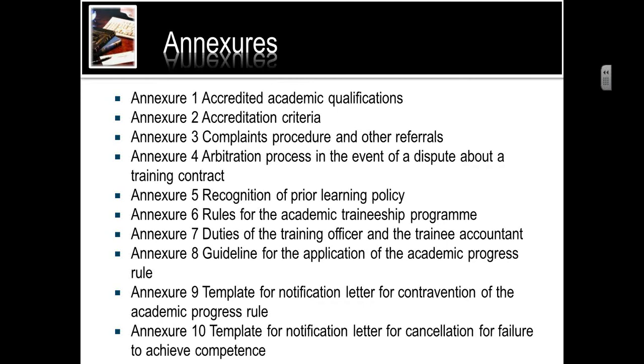Annexure 9 and 10 are both new. It's your templates for the letters for either contravening academic progress or failure to achieve competence. Just to warn the trainee, just remember that if next year you fail, we may cancel or extend. Now, failure by the training officer to issue Annexure 9 and Annexure 10 does not override the rules. So basically the academic progress rule is still effective whether you get a letter or not. But SAICA's reminding you to please remind the trainee of this. I'm sure they're well aware.